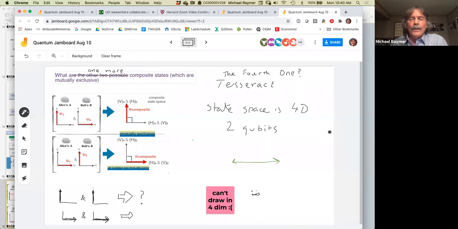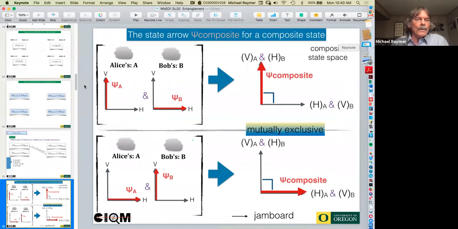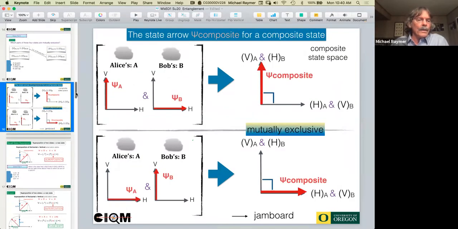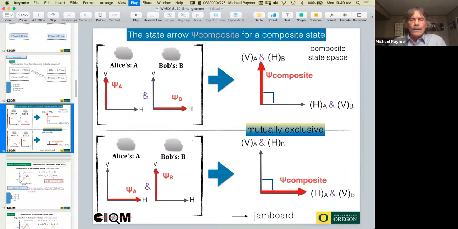If you had 3 qubits, the state space would be even higher dimension. And again, mathematicians have no problem with this. They just do it. Okay, so that's kind of mind stretching, but we can do it. So I'm going to go back now to the keynote and see where that takes me.